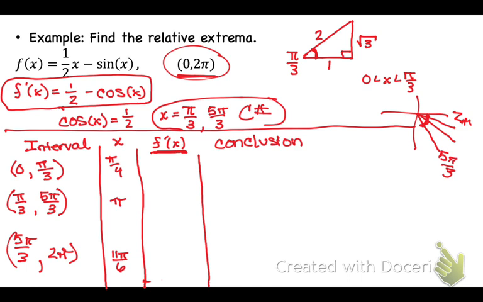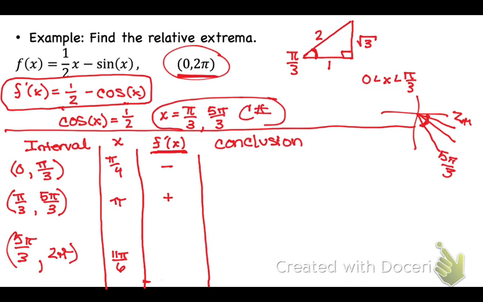So I have 1/2 minus the square root of 2 over 2. So is my answer going to be positive or negative? Negative. Okay. So then I have pi. What is the cosine of pi? Negative 1. And a negative 1 times a negative is a positive, and a positive plus a positive is a positive.